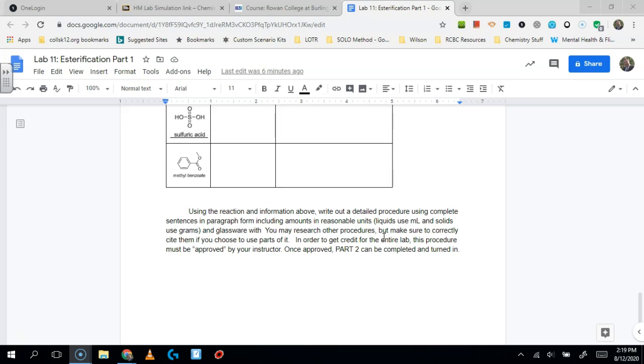If you don't do part 1 and you do part 2, you can't get credit for any of it. So you have to do part 1 first. It's like if you were doing research, you have to go find out how to do it before you actually do it. In this case, we're not giving you the procedure. You have to go look it up, and all of these parts help you in determining what that procedure is going to look like.